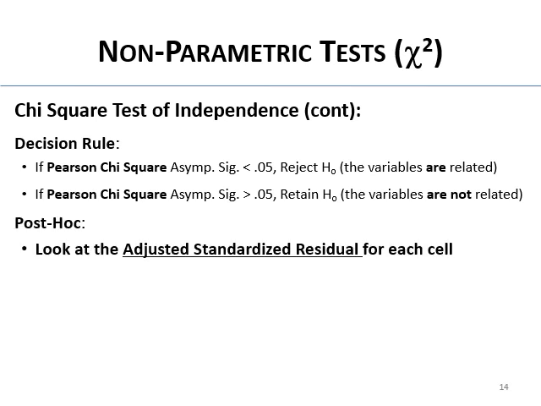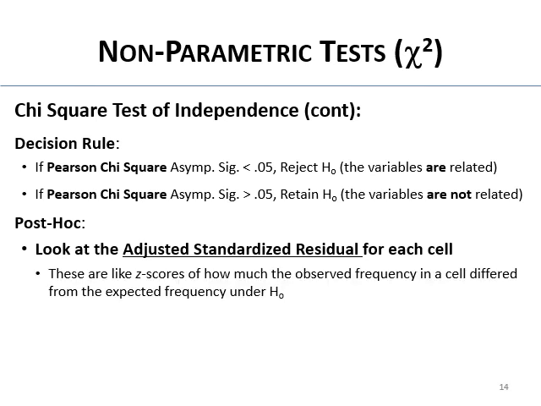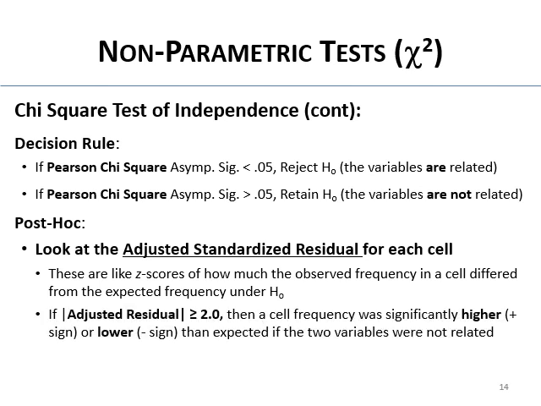Your post hoc test is something called adjusted standardized residuals, and each cell gets one of them. SPSS just calculates them, and you look at them, and they're kind of like z-scores, z-scores of how much the observed frequency in that cell differs from what would have been expected if the null was true, the null being there's no relationship. So just like a z-score, if you get an absolute value of an adjusted residual that's greater than or equal to 2, then something's really weird in that cell, so you want to take a look at it.